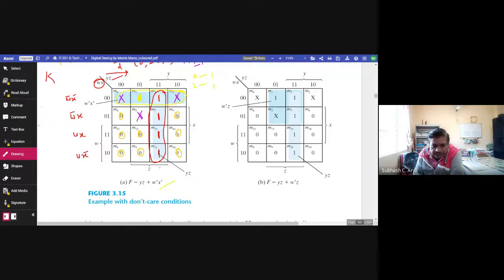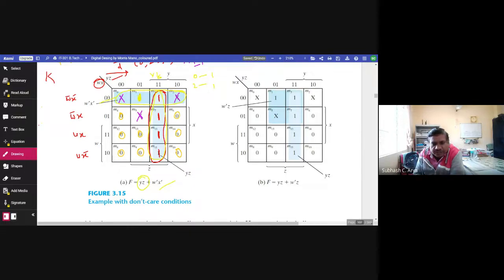So from here, the first one which is given in the red color, I am tracing it with yellow color. What solution are we getting? We are getting the solution as yz. So yz is written here, f is equal to yz. And the second solution which is shown here is coming from this.